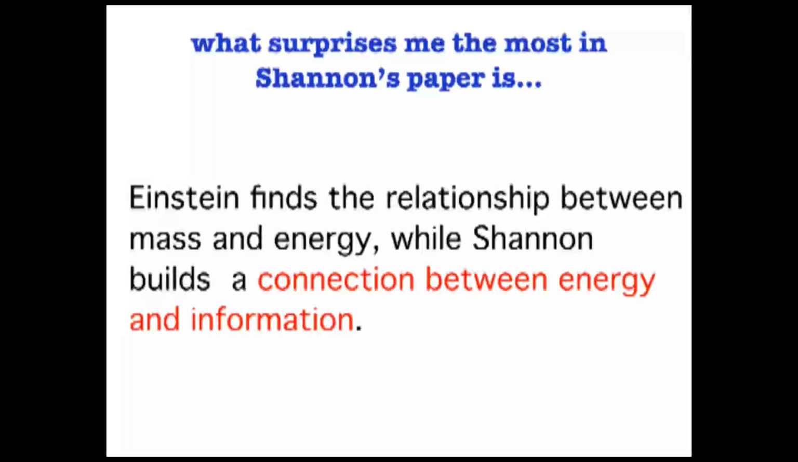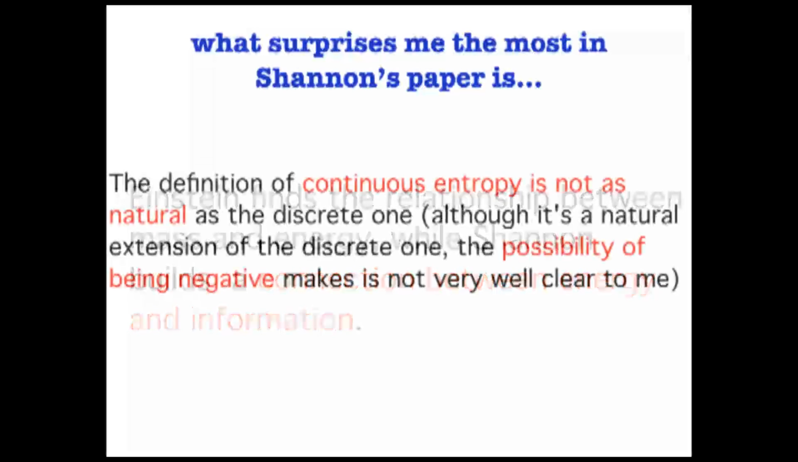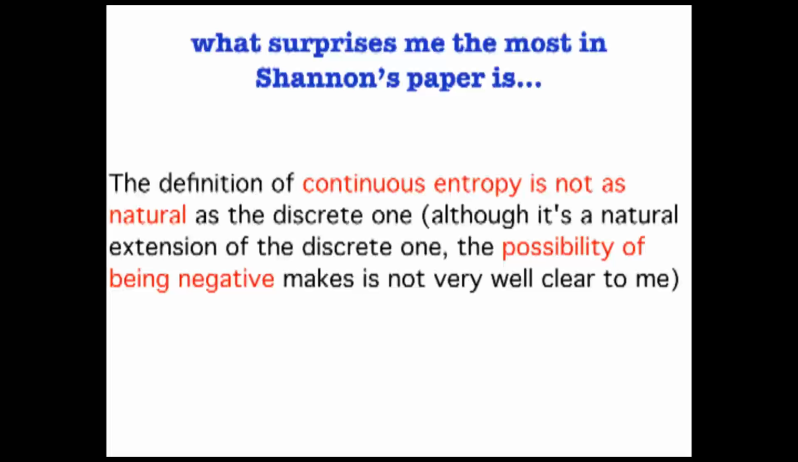This is a bit poetic. Einstein finds the relationship between mass and energy. Shannon finds the connection between energy and information. Yes, the definition of continuous entropy is not as natural as the discrete one. The possibility of being negative makes it not very well clear to me.